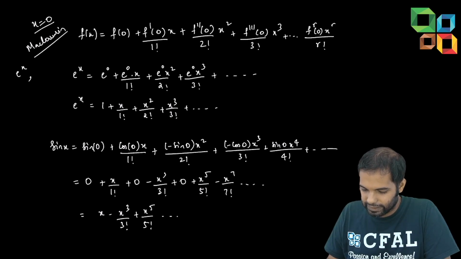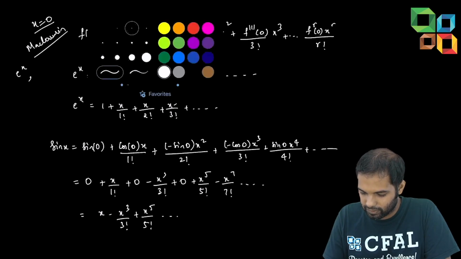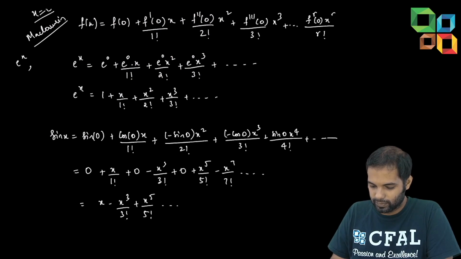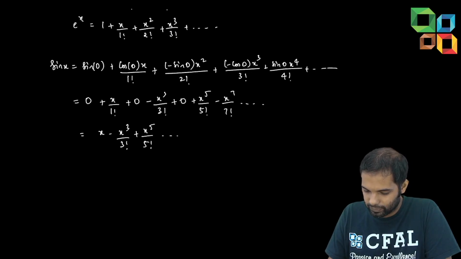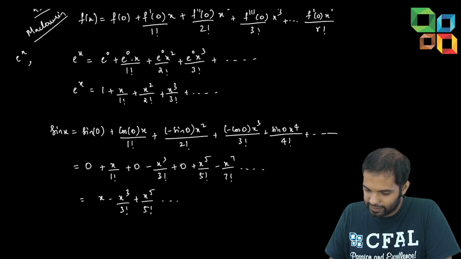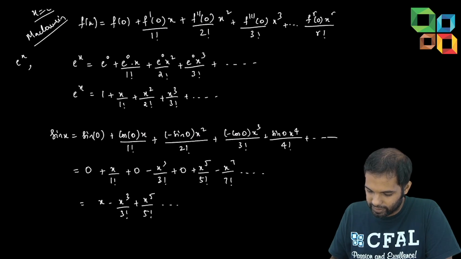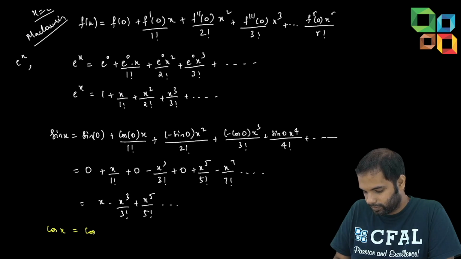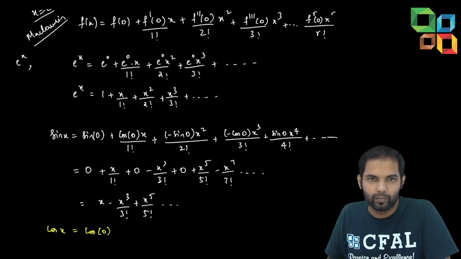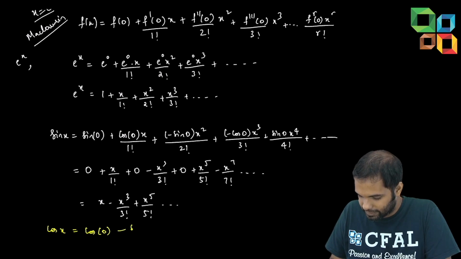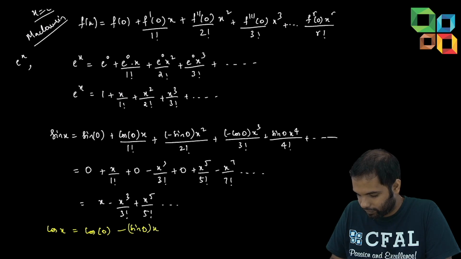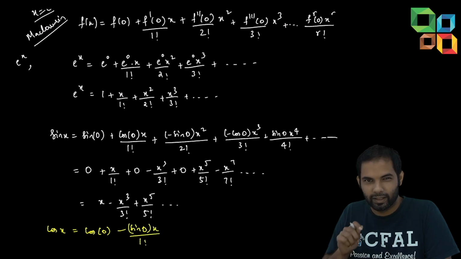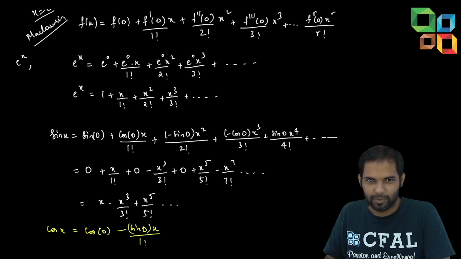Okay. Now, can we figure out what the series is for cos x? I'll use a different color. So do we need the series? I can try to write it down here so that we can see. So cos x is cos 0. Now the derivative of cos x is minus sin, so it will be minus sin 0 into x by 1 factorial. Here also you can see you get sin 0 multiple times.